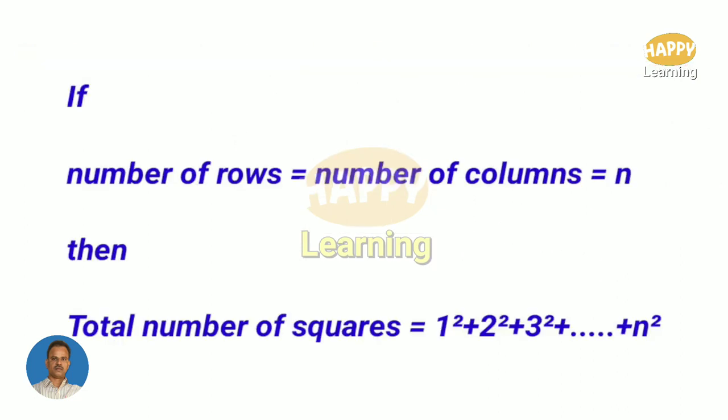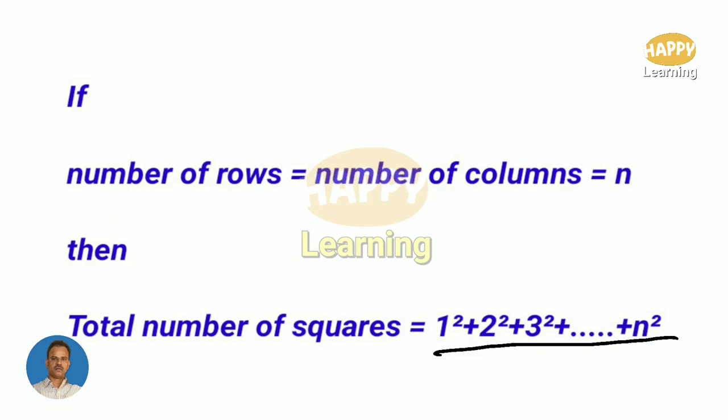So here we can conclude that if the number of rows is equal to the number of columns and each is equal to n, that means if there are n rows and n columns, then the total number of squares is given by 1 square plus 2 square plus 3 square and so on, up to n square, where n is the maximum number in the columns or the rows, because the number of rows and columns is the same. If it is 3, up to 3 square. If it is 4, up to 4 square. If it is 5, up to 5 square.